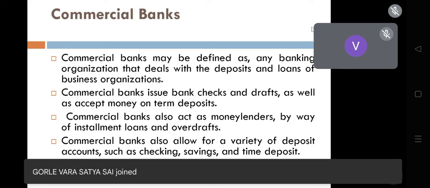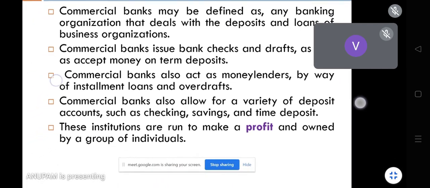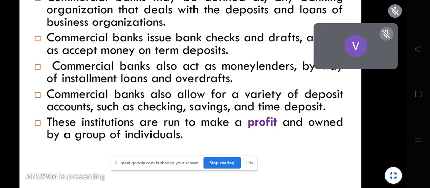Okay. Then we'll see that commercial banks also allow a variety of deposit accounts such as checking account, savings account, and time deposit. The checking account, or current account, is for businesses. Daily they can draw and deposit money. Savings is for individuals like us. We can also deposit and withdraw anytime. But time deposit means fixed deposit. We give the money for a certain period of time, maybe 3 years, 5 years, or 10 years.